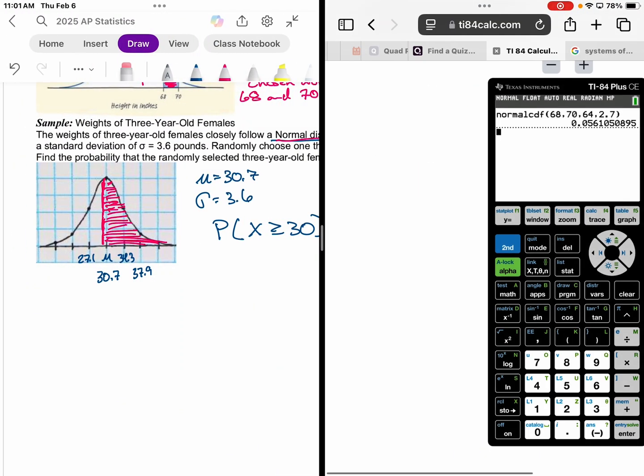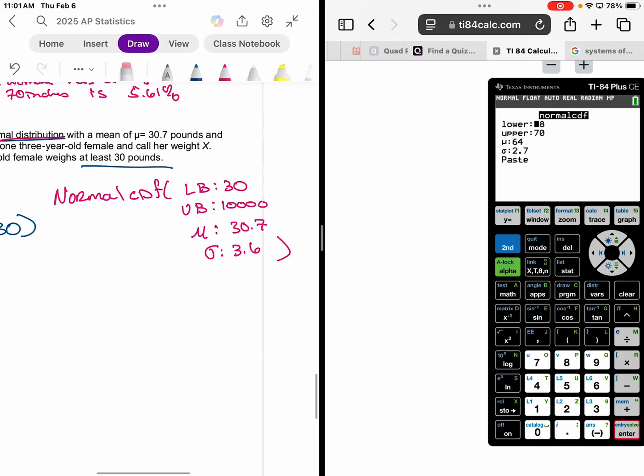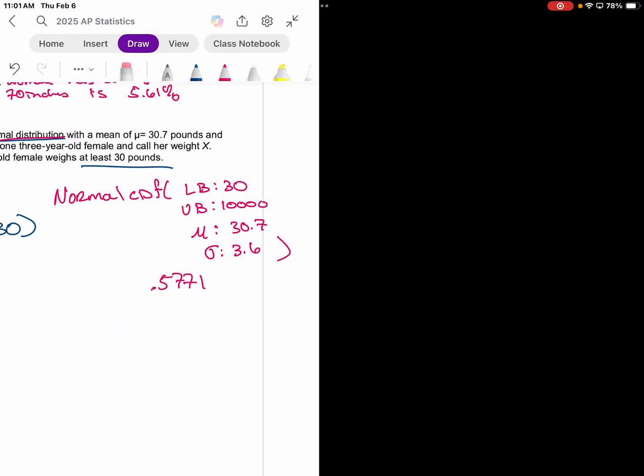Here we go. Second VARS, normal CDF. And then we get to type in 30, 10,000 pounds, mean of 30.7 and 3.6. Go through and hit enter a couple times, and it is 0.5771. I always try to get in the habit of rounding to the fourth. I'm done with calculation, so I'm allowed to round.